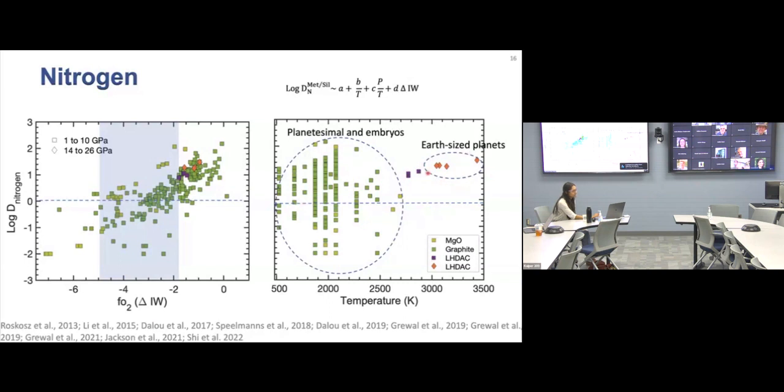This is not necessarily something that was expected. Nitrogen is an atmophile, but if this is true, if we can confirm this at higher pressures and temperatures, it means that nitrogen would be increasingly partitioned into large planetary cores.